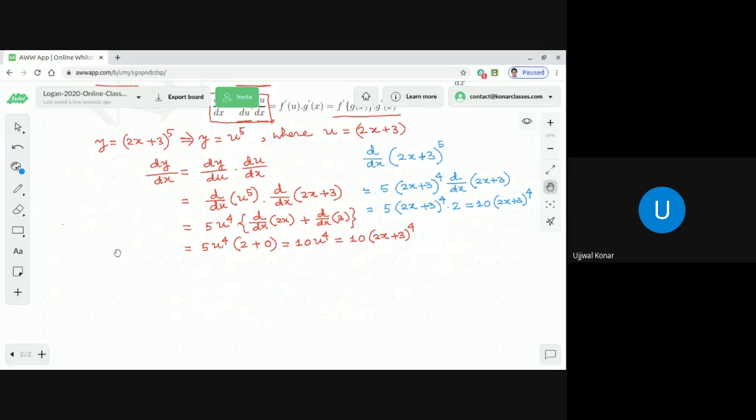Another example is that suppose we need to find the differentiation of, let me use a different color, d/dx of sine of log x, the whole square. Okay. Got my point?